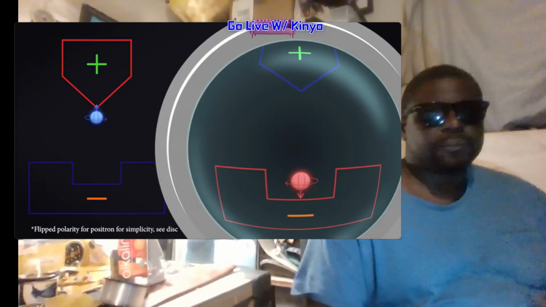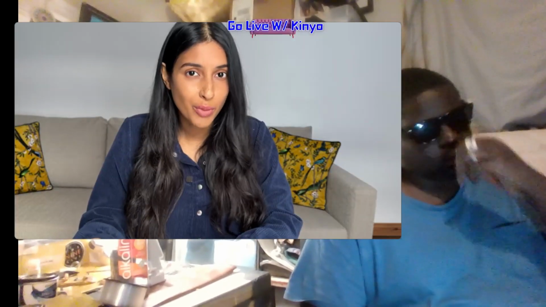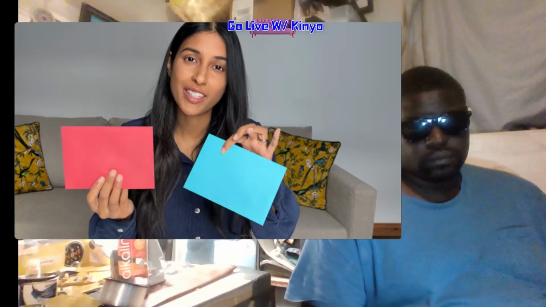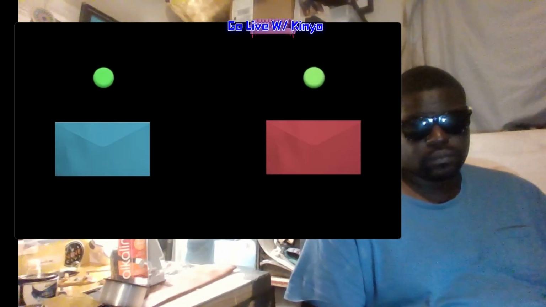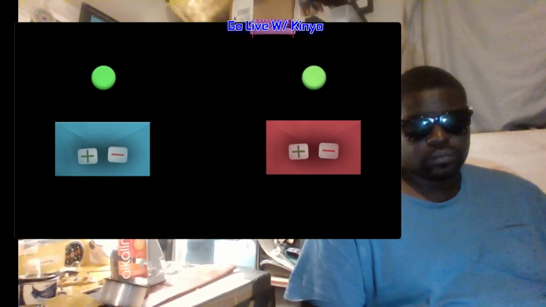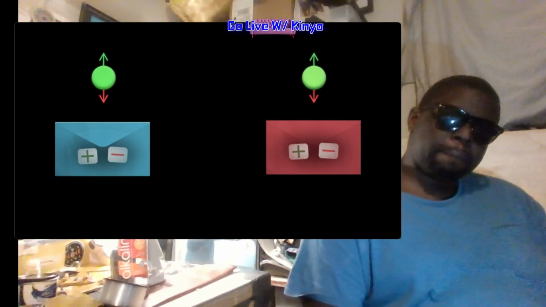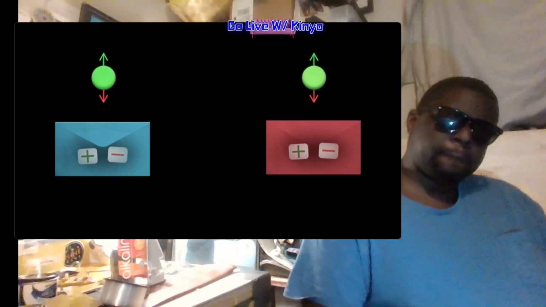Something very odd about this result. To see what's wrong with this, let's imagine that the electron and the positron carry these envelopes with them. These envelopes represent the state of the two particles. Until they're measured, both of the particles are in a superposition of being plus and minus at the same time. So both options are in the envelope.